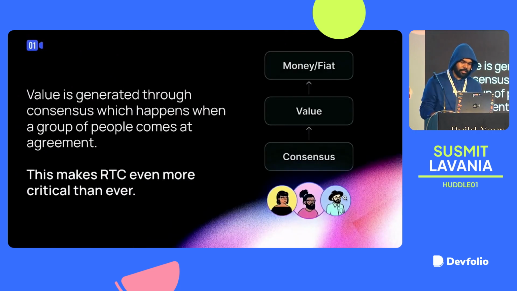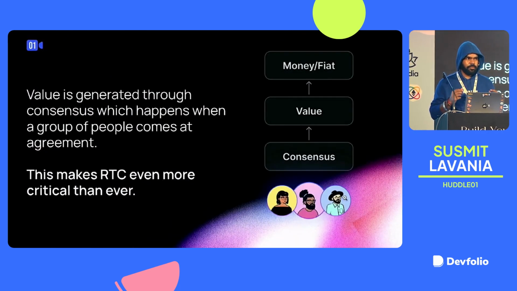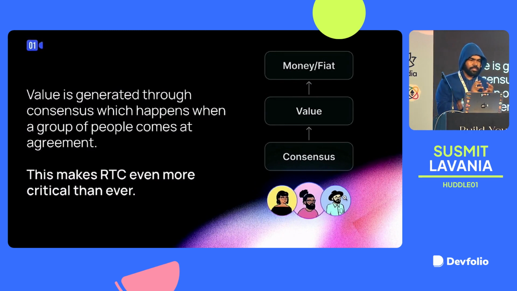We also know that money and the crypto that we know is basically a tool to capture value. And this value comes from consensus, which is basically a group of people coming over an agreement. This makes real-time communication technology much more critical than ever.